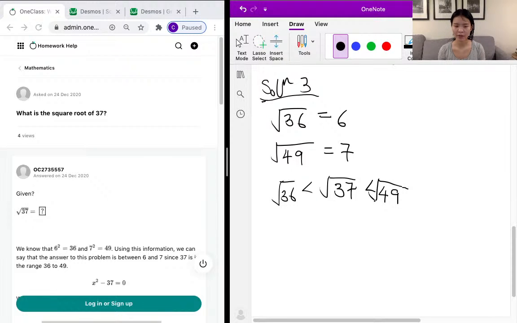There's another way that we could do it, and that is to use something called long division. So we can try to use 37 divided by 6, because 6 is really close. Because 37 is really close to 36, and the square root of 37 is really close to 6.